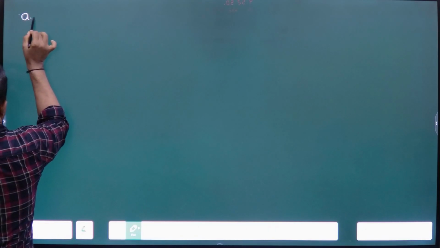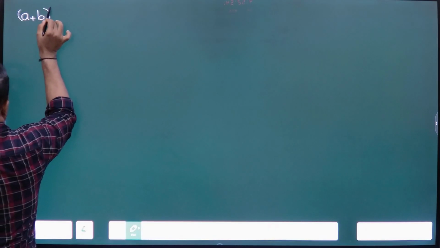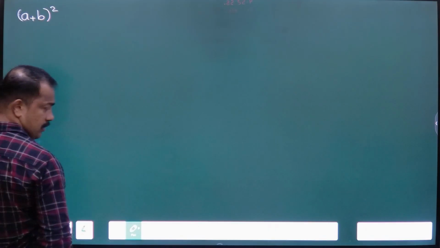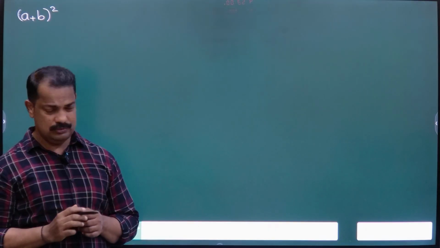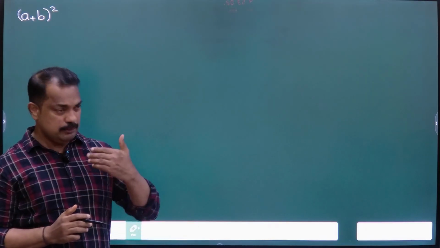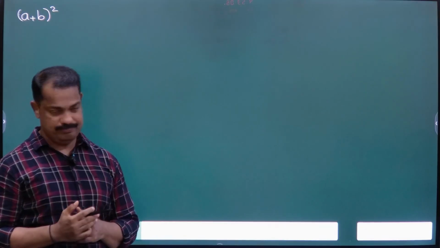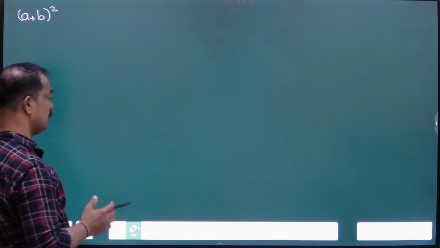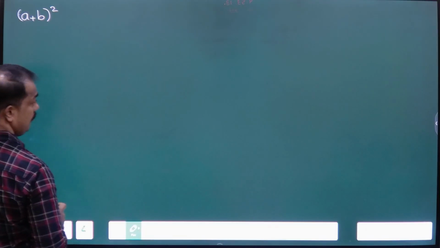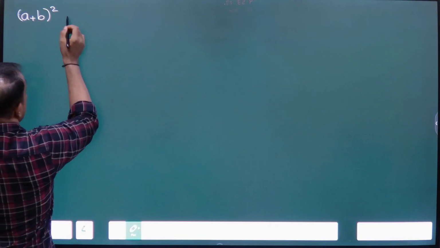A plus B whole square. We can prove this A plus B all squared here two methods. One is by algebraically we can prove, then other method is by geometrically. Algebraically and geometrically. Listen here, the both method. Now the first proof, the algebraic proof, that is distributive law.